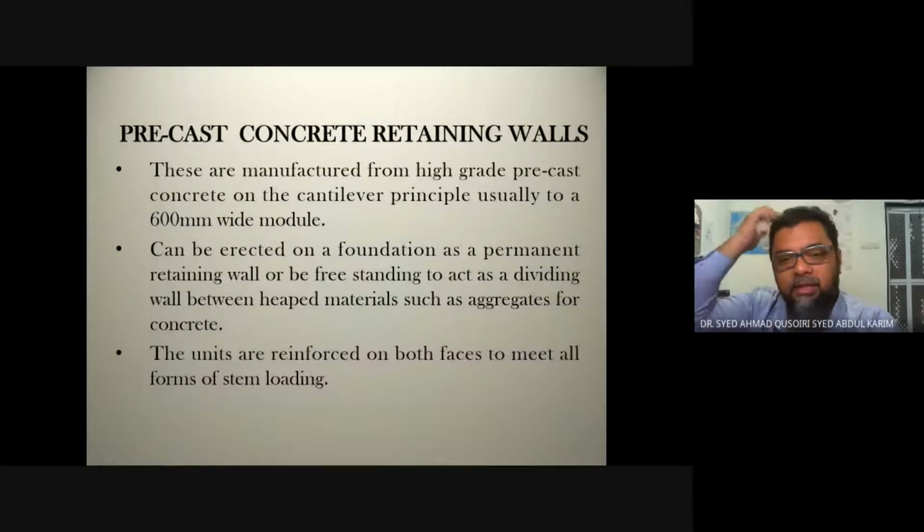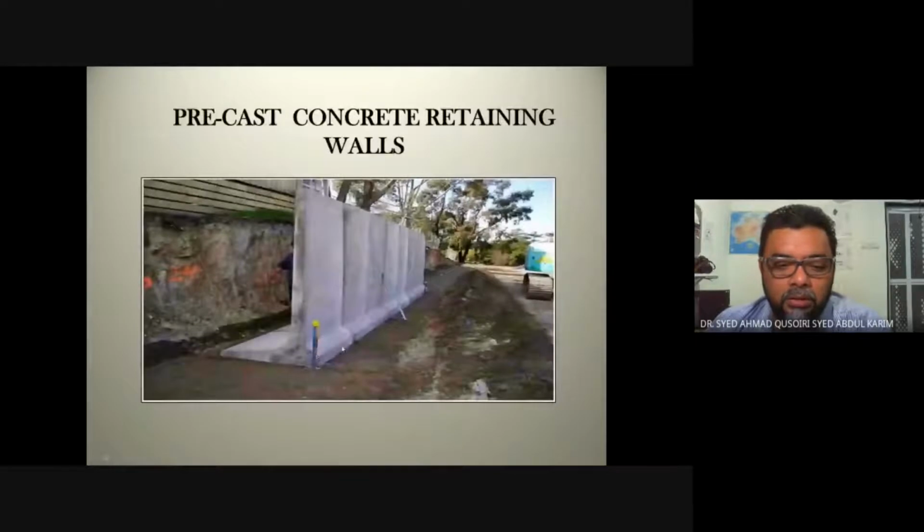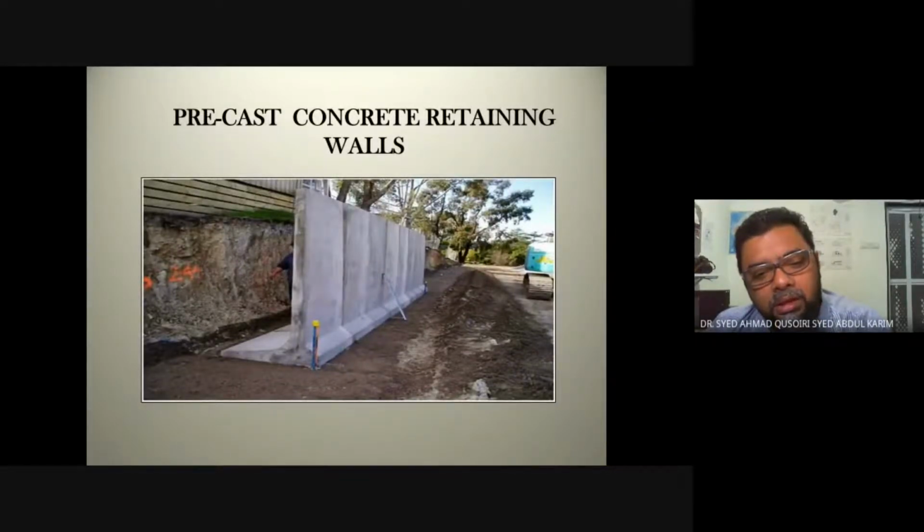So it uses a cantilever principle and usually comes in modules. So it has a 600 mm wide module. This one is a bit larger, I'm not sure if this is 600 mm, but you get the idea. It comes in modules, so we can attach one beside the other.